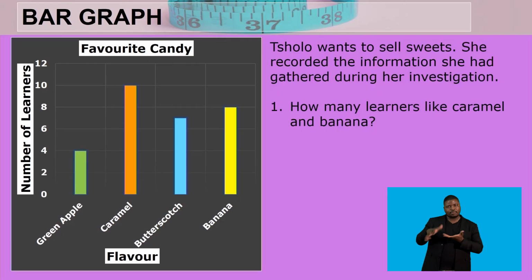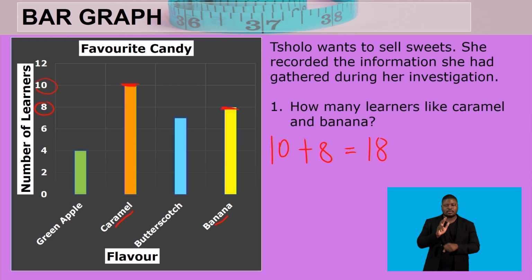Question 1 says, how many learners liked caramel and banana? Caramel and banana, then you look at our flavors. We've got our caramel here and our banana there. There is the graph. 10 learners liked the caramel flavor. And for the banana, we've got 8 learners that like it. So we're going to say 10 plus 8. In total, we have 18 learners that liked the caramel and the banana flavor.